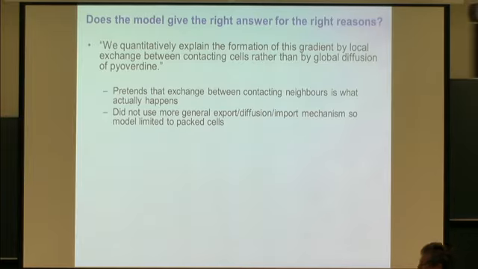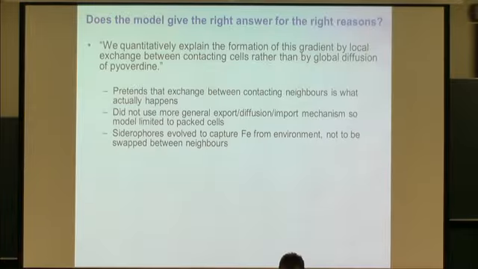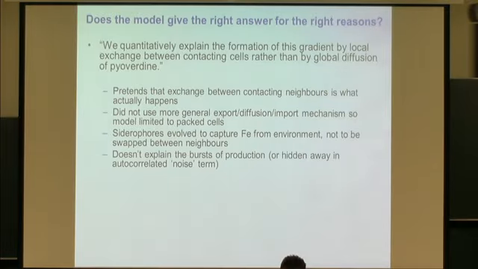But obviously this model with neighbors will never predict any other situation where you don't have neighbors, but the pyoverdin production will also happen in a single cell without any neighbors. And of course, as I've said already, the siderophore really is there to go into the environment and extract iron. And they don't explain the bursts of production, which may have to do with the positive feedback, which they have lumped into a linear term, so kind of gotten rid of it.